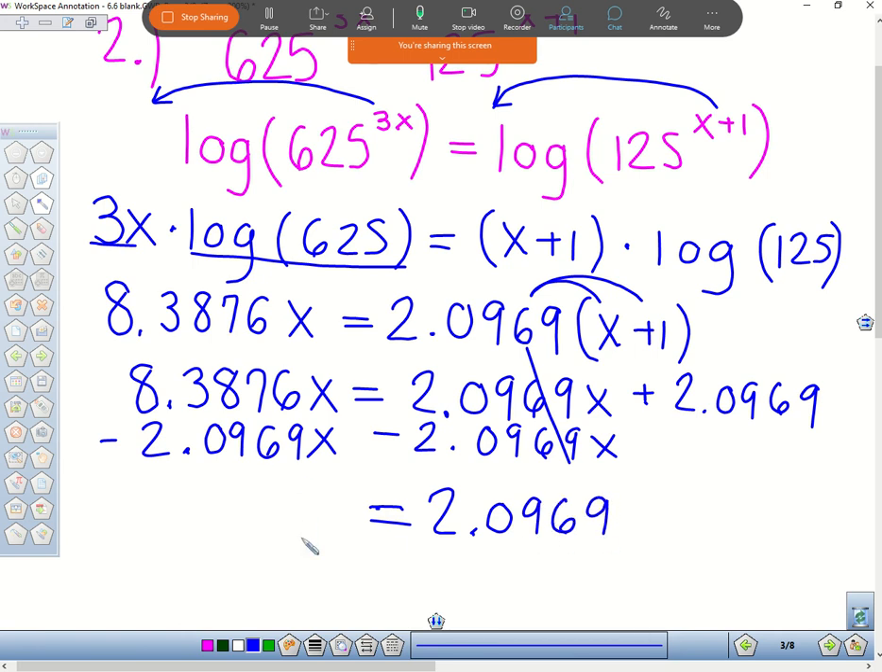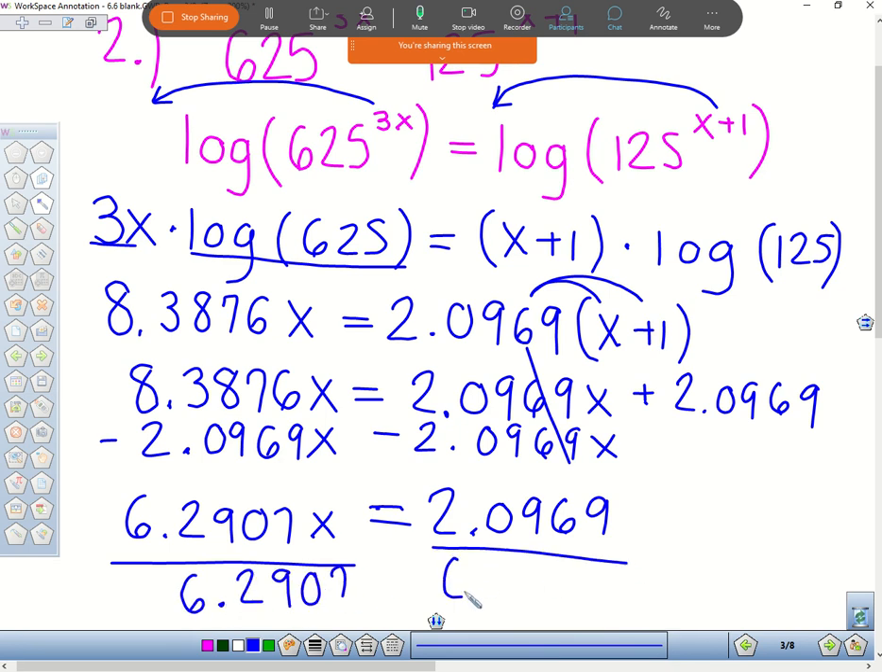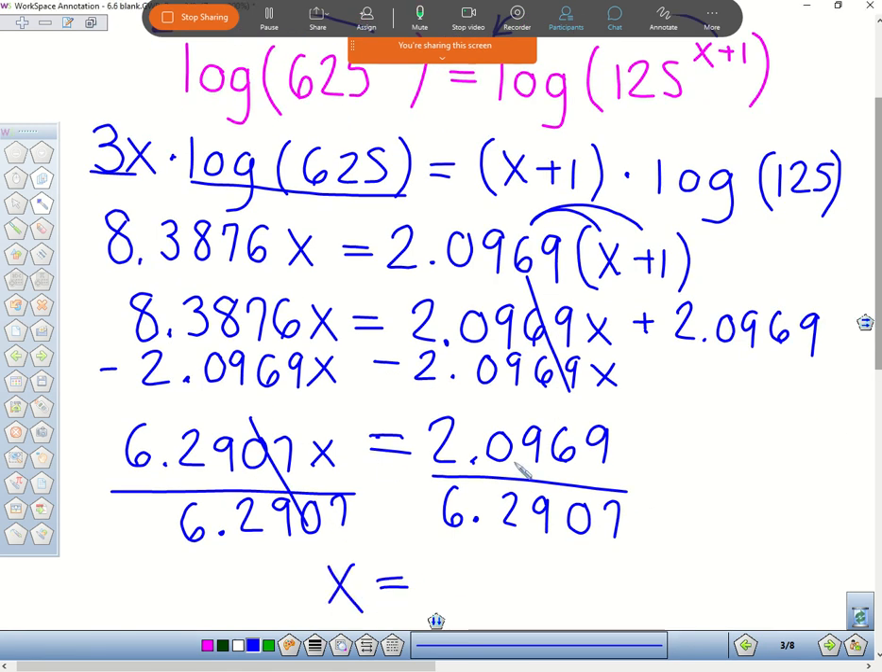And then I would just do the math here. 8.3876 minus 2.0969 equals all of this times x. So then I would just divide by that on both sides. So it's not difficult, it's just the numbers kind of get pretty complex. And then x equals, this is approximately 2 divided by 6, which is 1/3, about 1/3, which is what you would have got on the last one.